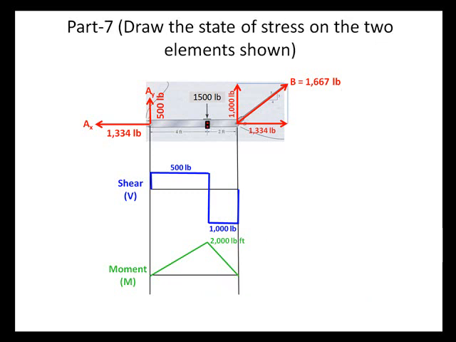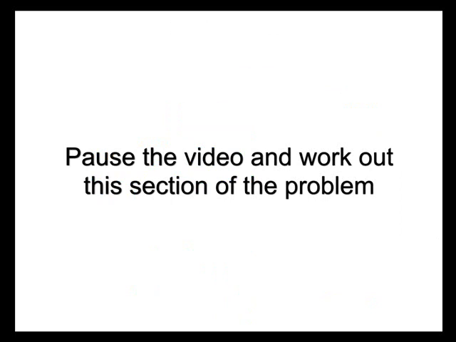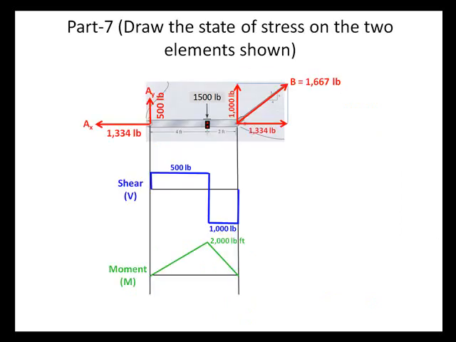Part 7. Draw the state of stress on the two elements shown. Go ahead and pause the video and work that out. Okay. Let's start with the element on the bottom of the beam, where we determined bending stress. And we also should recognize that the normal stress on that fiber is the bending stress plus the additional axial stress. That bottom element is in tension due to bending and tension due to axial stress.